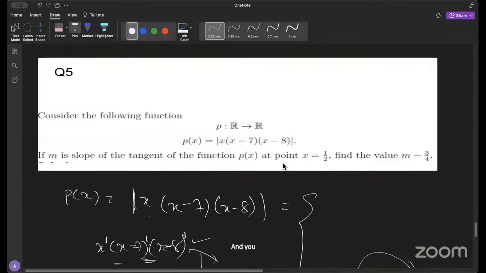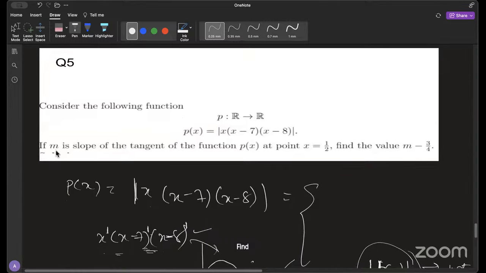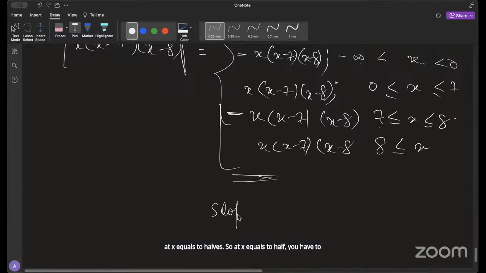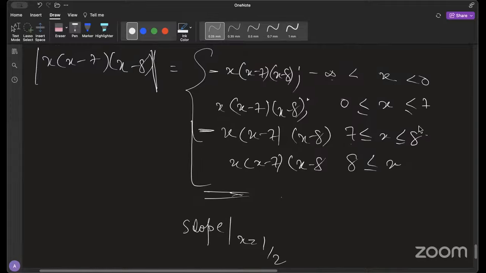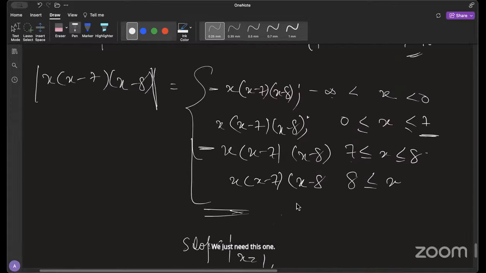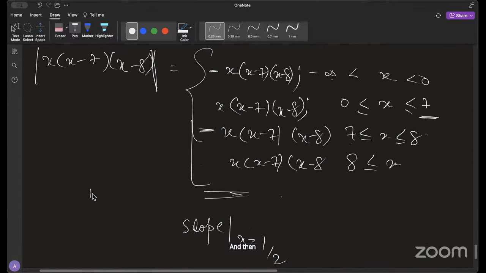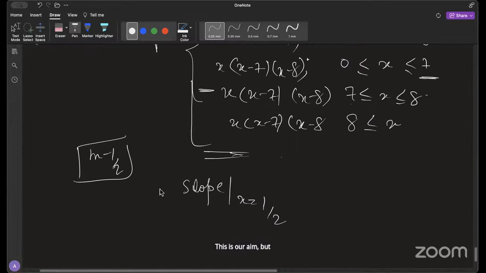And you have to find the slope. So our question is, if m is the slope of the tangent of the function at x equals half. So at x equals half, you have to find the slope. We didn't need all of this. We just need this one. And then ultimately find the value of m minus half. This is our aim, but let's start from here.